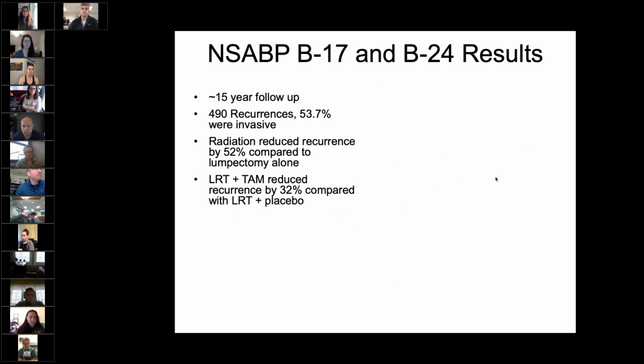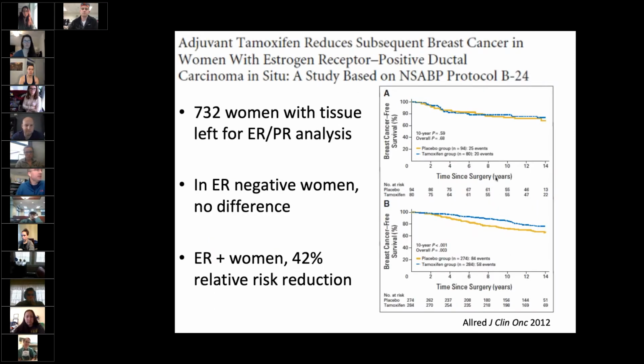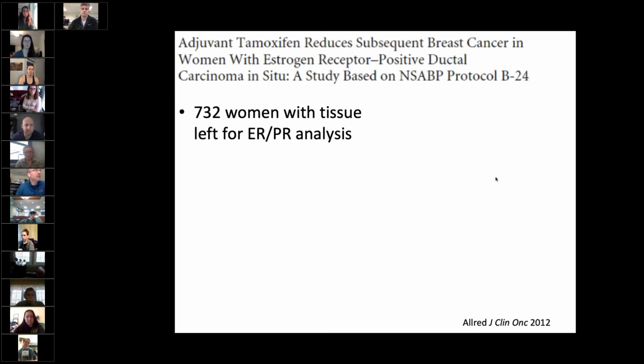All right, let me go back. I'm not going to talk about the other breasts just yet. So this is for DCIS, tamoxifen for DCIS. It decreases the risk. The reality is, and Beth, you kind of brought this up earlier, now we're starting to talk about ER positive and non-ER positive. So who's it going to work better for? The ER positive women, obviously, right?